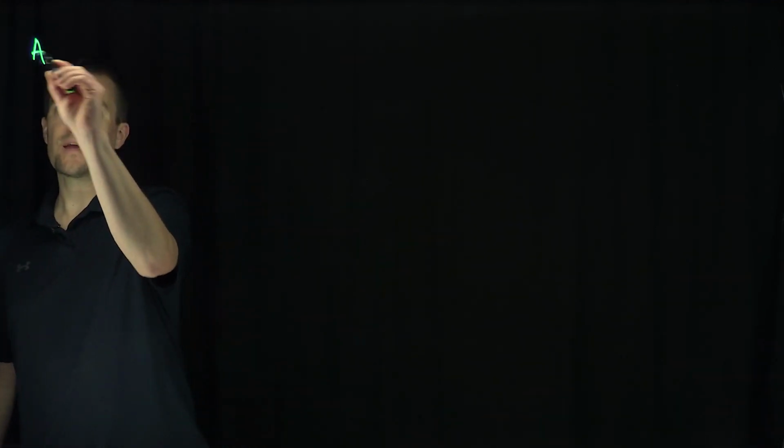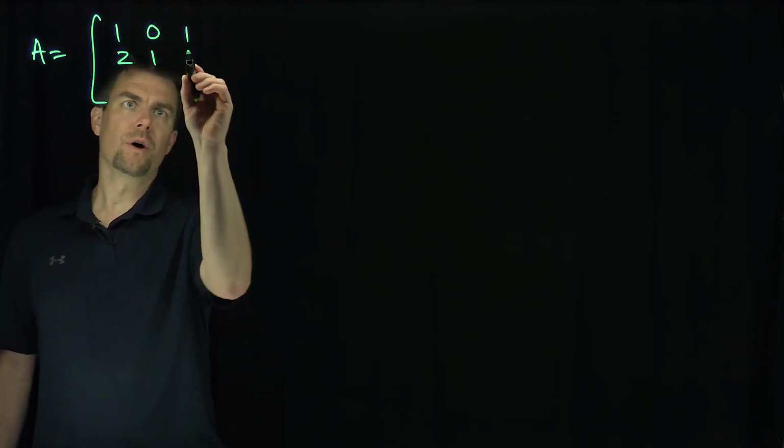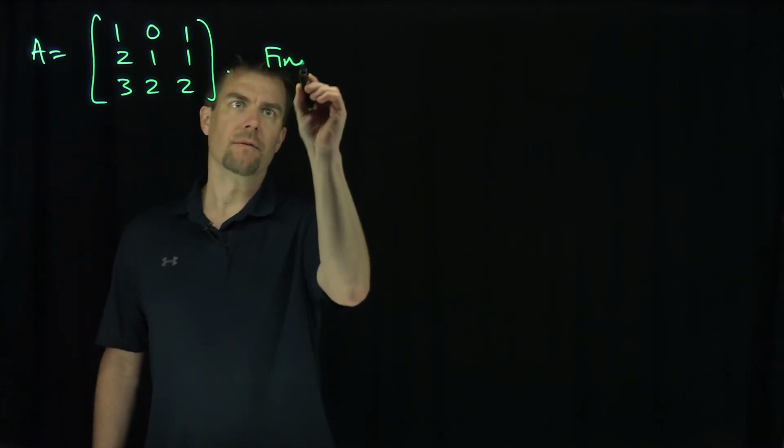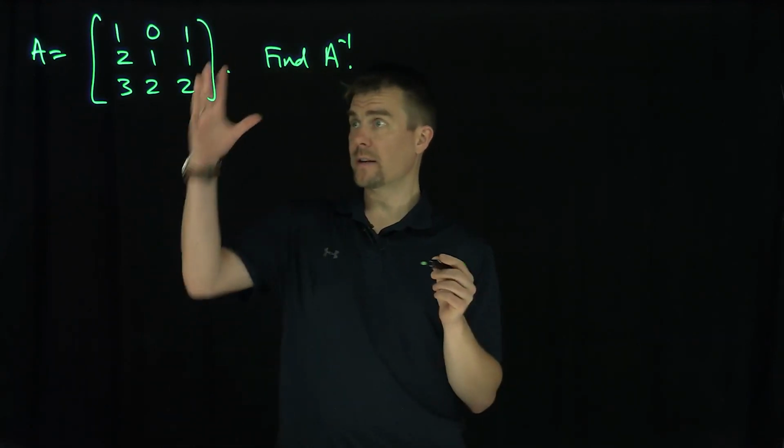Hello students, in this video we'll see an example of how to find the inverse of a 3 by 3 matrix. Let's consider the matrix A, which is 1, 0, 1, and then 2, 1, 1, and then 3, 2, 2. Let's find the inverse of A. Okay, so of course the idea is to augment A with the identity matrix.